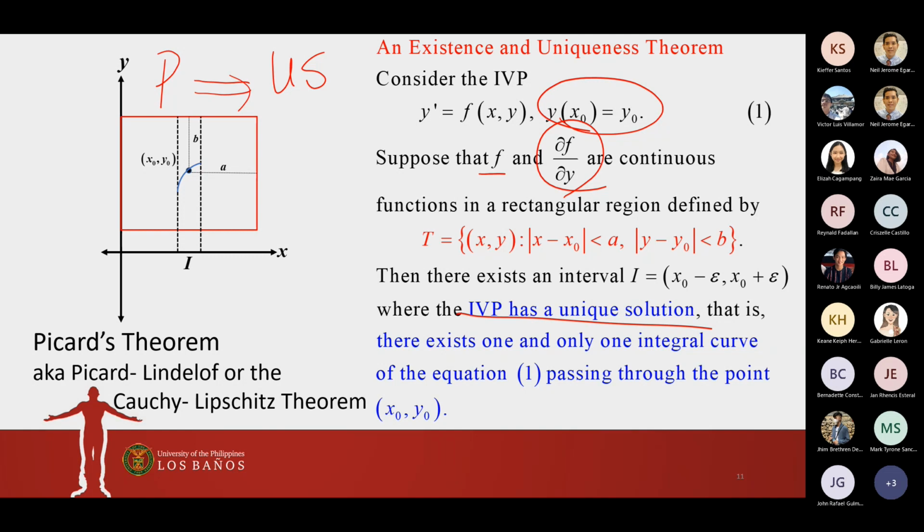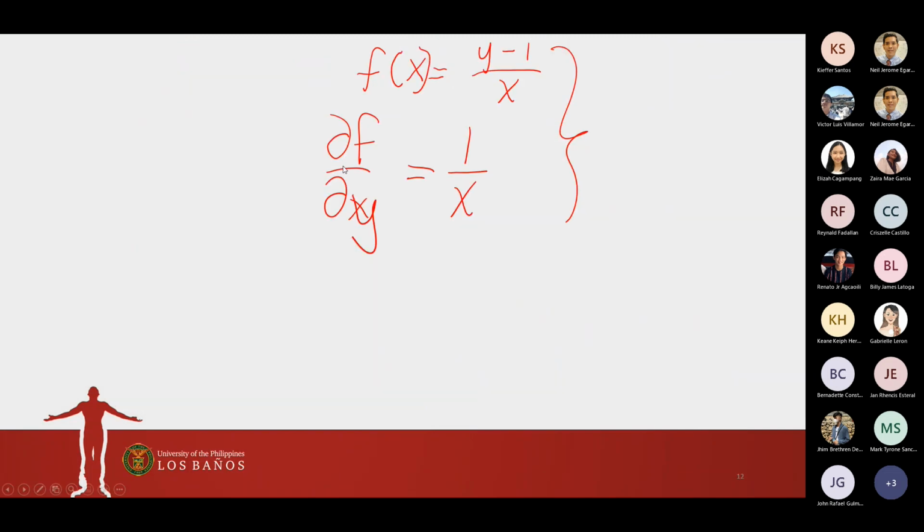So hindi ko pala magagamit. Ang statement ni Picard's theorem dito ay one direction lang. So the only thing we can say is that when f and the partial of f with respect to y are both continuous on a rectangle that contains the initial x value, then there will exist a unique solution. Otherwise, no conclusions can be said, right? So if you look at the direction curve, let me just clear this up.